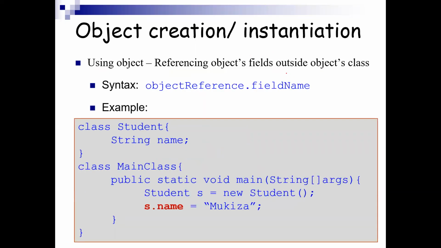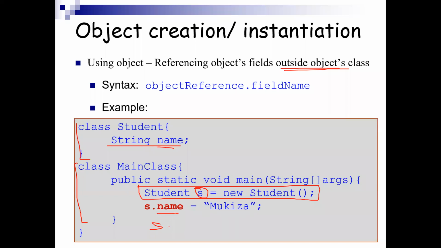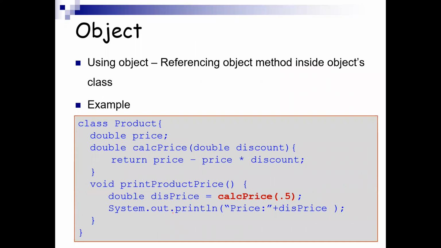But what if you are outside the class? When you are not in the same class, like here, this is one class, this is another class. To be able to access this field here, number one, I need to have my object of the class created. Then I use the name of my object, dot, the name of the variable. Okay, this is the same even for the methods.